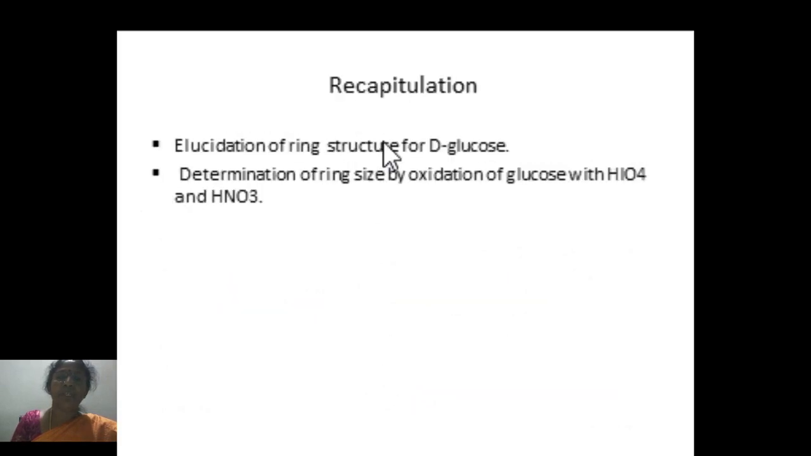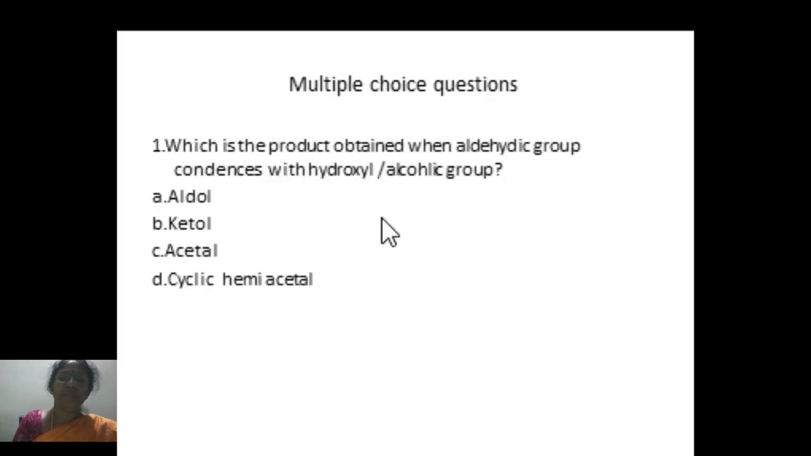Now coming to the review or recapitulation. In this session you all have understood how the ring structure and ring size is determined by various experimental facts.